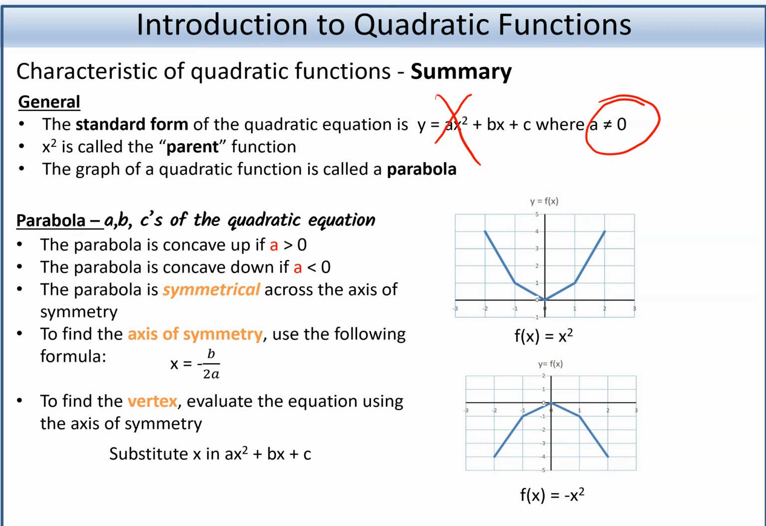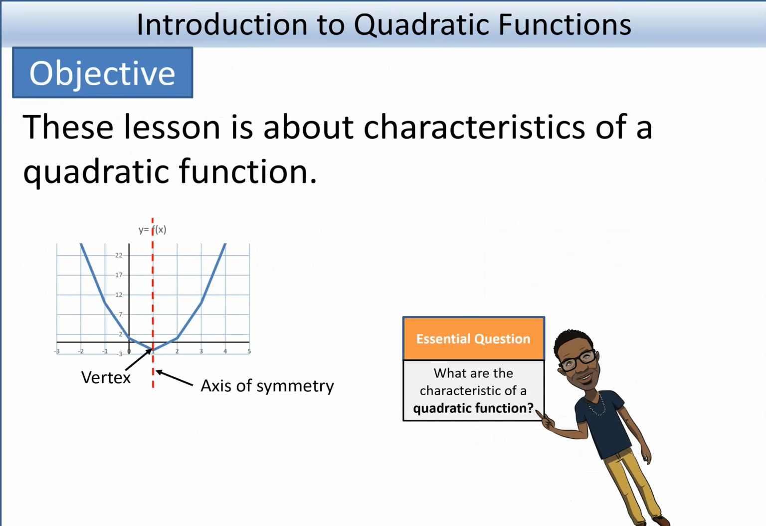The graph of a quadratic function is called a parabola. And what I call the ABCs of the quadratic equation, we can find characteristics like whether it's concave up or concave down. We can find the axis of symmetry using our coefficients b and a. And once we have the axis of symmetry, then we can find our vertex by just plugging it into our actual equation. Alrighty, so a lot of vocabulary and a little bit of calculation, but those are some of the characteristics of a quadratic function.